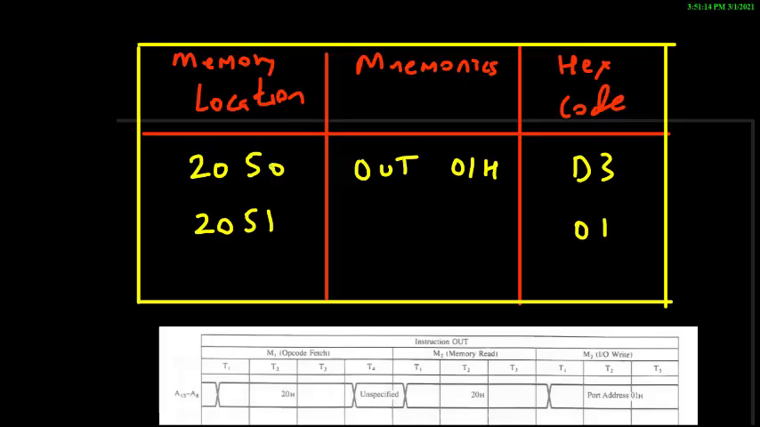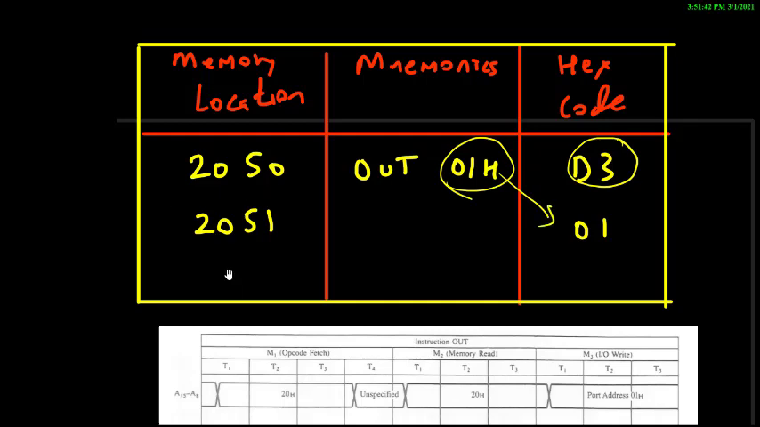Now let us study the timing diagram of the OUT instruction. Suppose we have the instruction OUT 01H. We mean that we want to send the contents of register A to port 01. This instruction is stored at 2050, and as OUT is a 2-byte instruction, the opcode for OUT is D3, and 01 is the port number, which is the second byte.